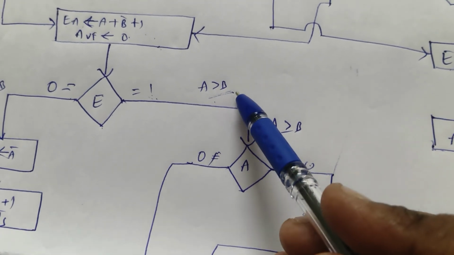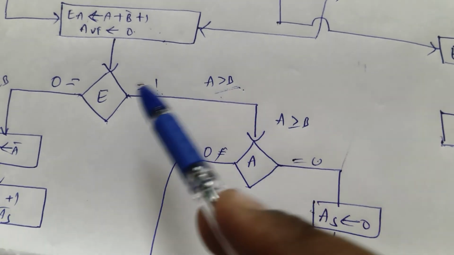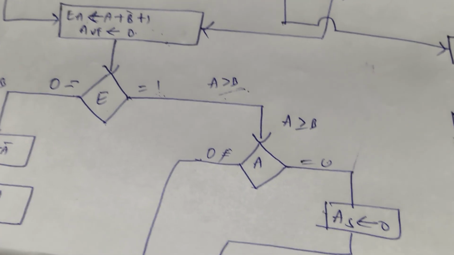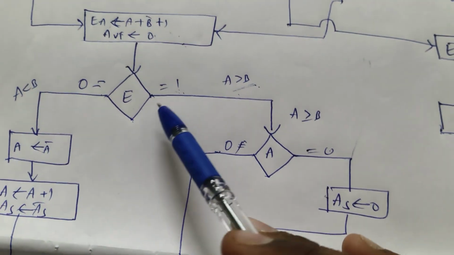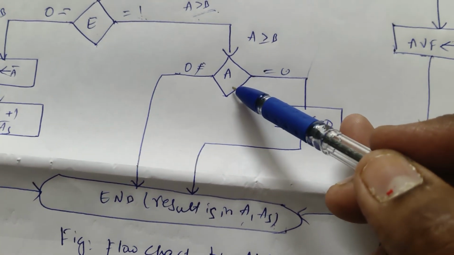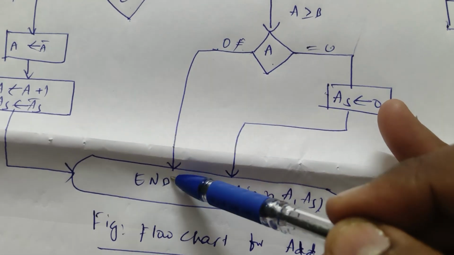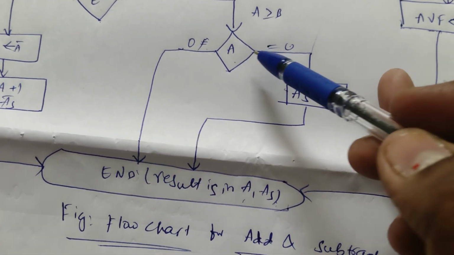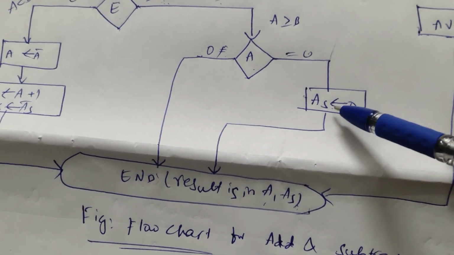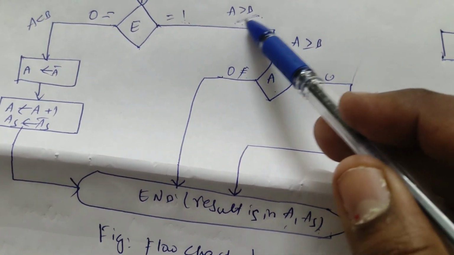If A is greater than B only, then we get the extended carry E as 1. In that case we need to check the A value. If the A value is not equal to 0, then we can end the process. If A is equal to 0, then we need to change the sign bit to 0, because A is greater than B.